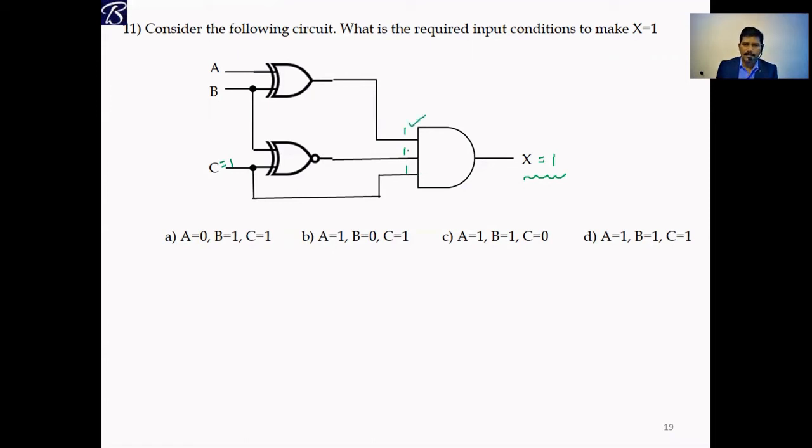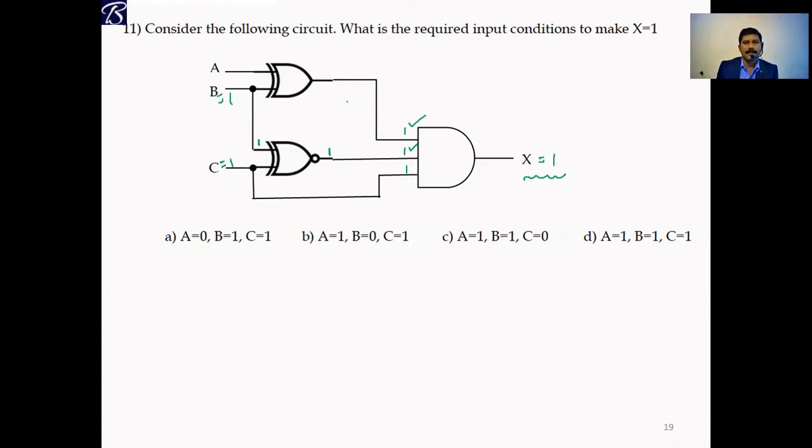Now, to get 1 at the output here, what may be the inputs? Both should be the same. So, C equal to 1 and B should also be 1. Then only the output is 1, because of the equivalence property: when both inputs are the same, the output is 1. So, we got B equal to 1.